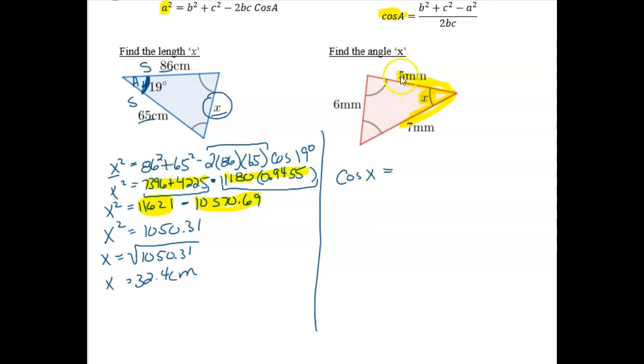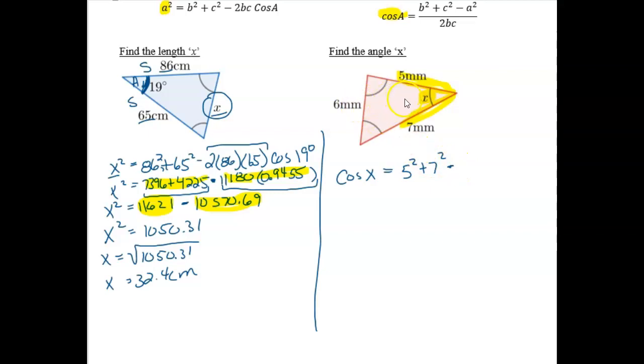Okay, then we're going to start with the two sides that surround our angle. 5 squared plus 7 squared. So it's similar to how we started over here when we want to find the length. You're always starting with the two sides that surround the angle. Here it was 86 and 65, and you're squaring them, adding them. Here it's 5 and 7.